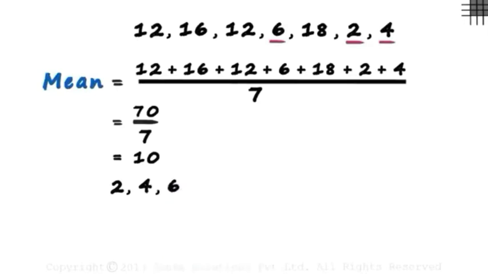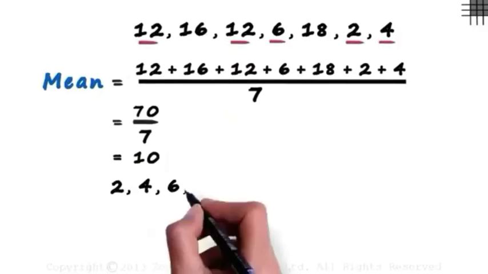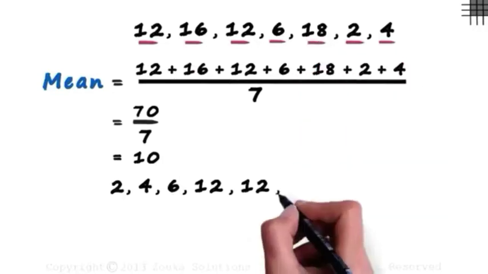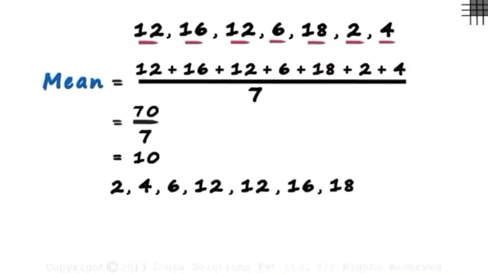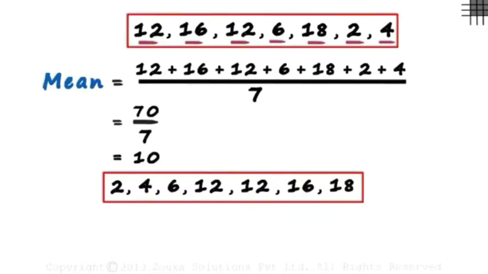So 6 would come next. The next highest number after 6 is 12, and it occurs twice. So we write 12 and 12 here. Then 16, then 18. We write 16 and 18, and that completes our list. Make sure you have covered all values.